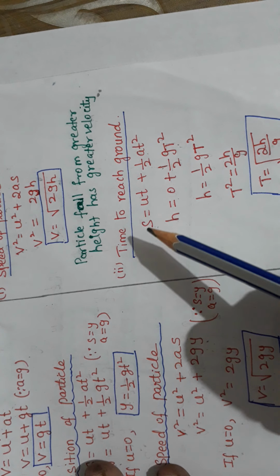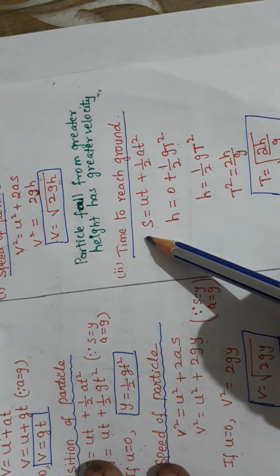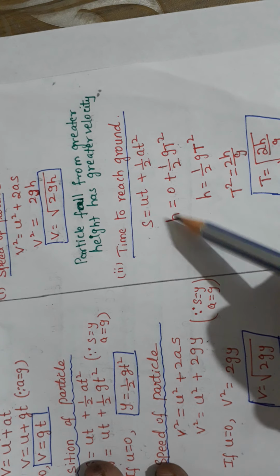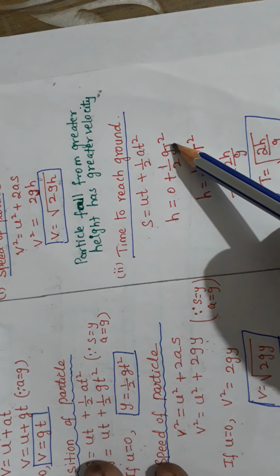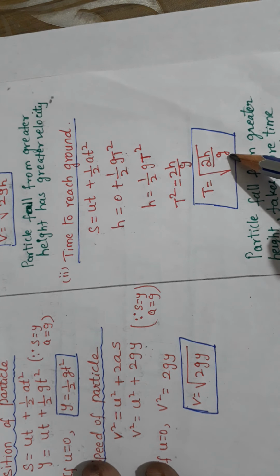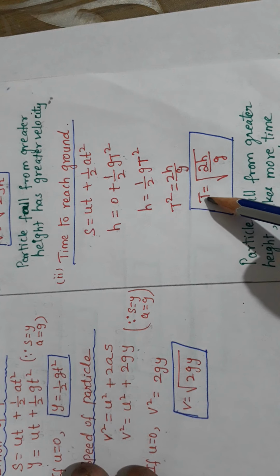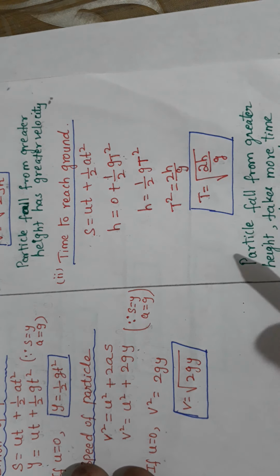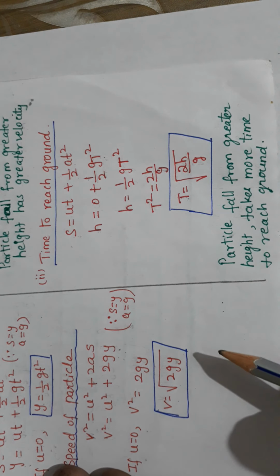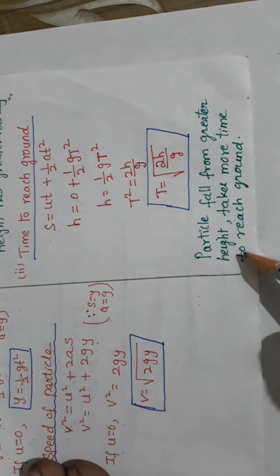Time to reach ground, to calculate that, consider Newton's equation, s is equal to ut plus half at square. You know that u is 0 and displacement s is h, and t you should replace by capital T, a as g. So you will get T is equal to root 2h by g, right? So here you can see T is directly proportional to root h. What does it mean? When the particle falls from greater height, it will take more time to reach the ground.